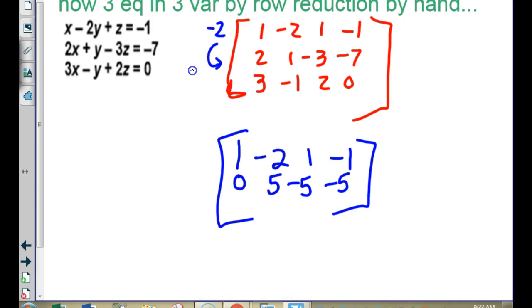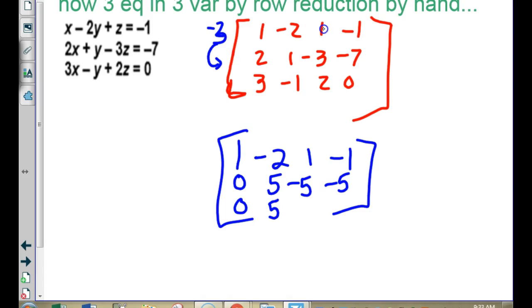What? Did I do something wrong? Okay. Now I'm going to do the same thing with the top row, and I'm going to multiply it by a negative 3 and add it to the bottom row. Negative 3 times 1 is negative 3. Added to this is 0. This would be 6. Added to negative 1 would be 5.